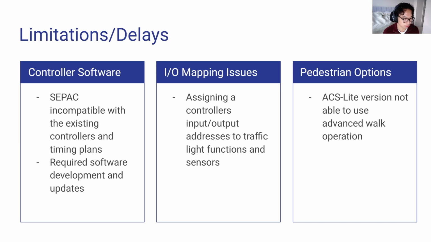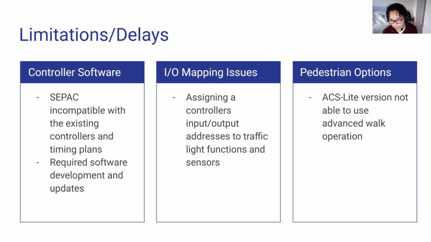So the control software SEPAC was incompatible with the existing controllers and timing plans, and this required software development and updates in order to make sure both were compatible. There were also I/O mapping issues, and what that basically is, it's assigning a controller input and output addresses to traffic light functions and sensors.